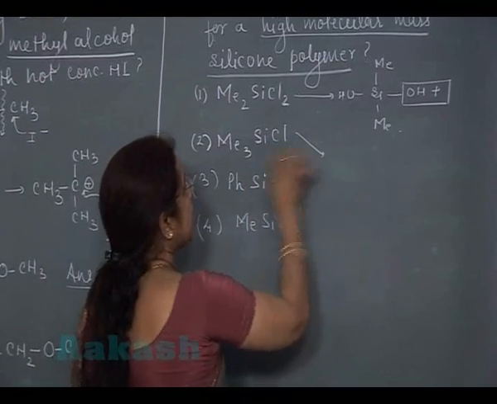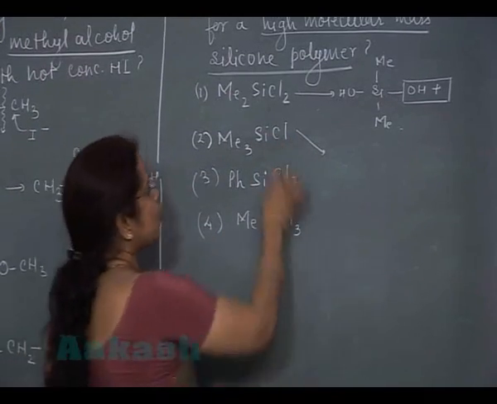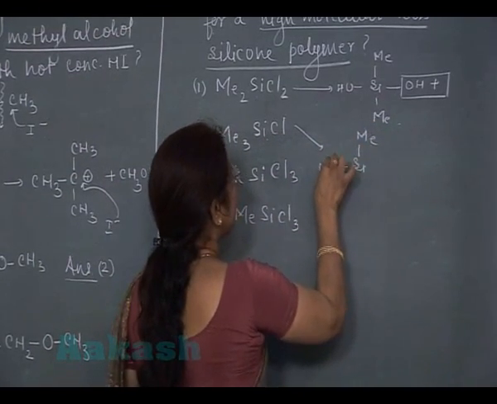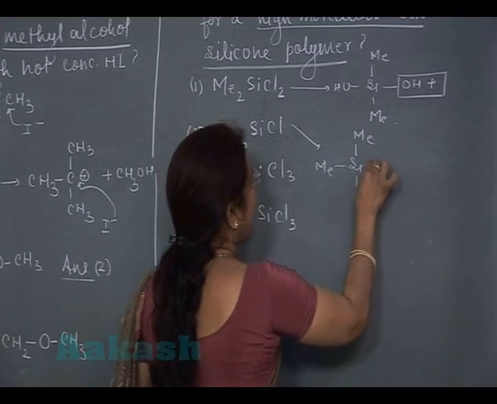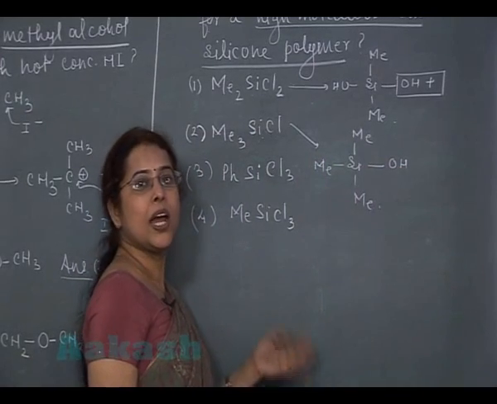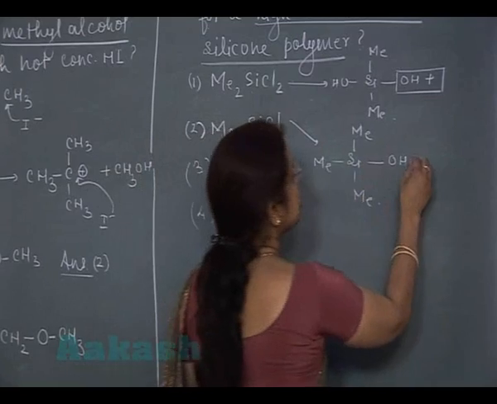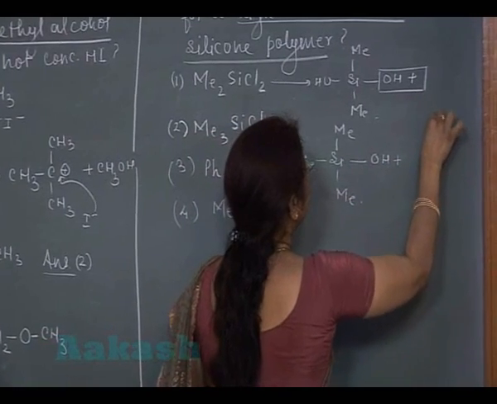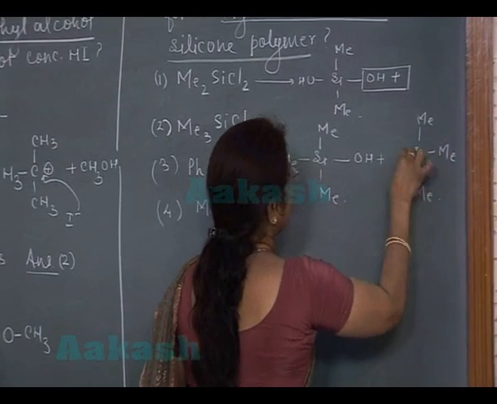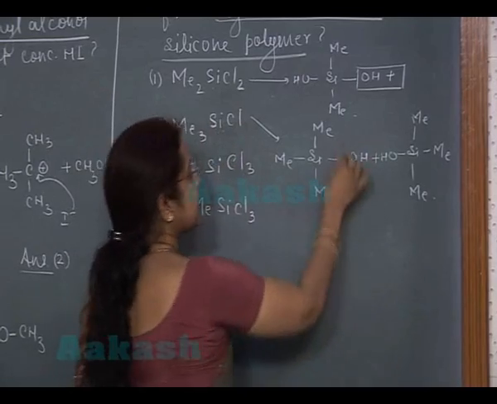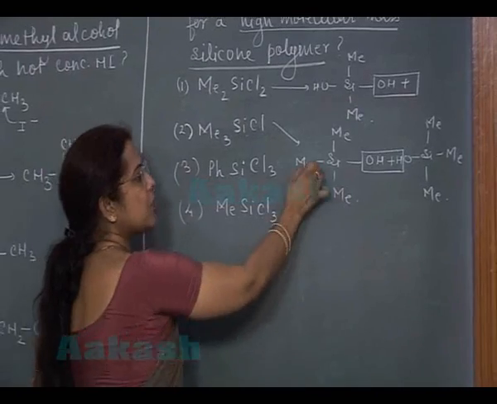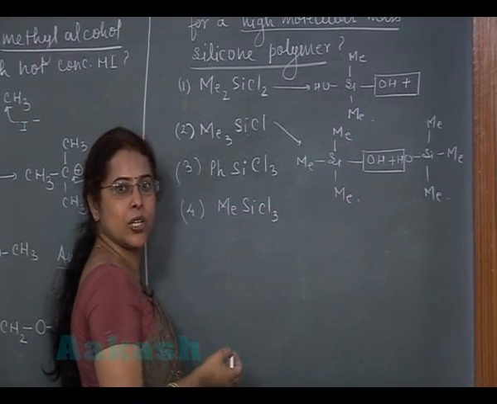In the second option, there is only 1 chlorine. So when this compound is hydrolyzed, only 1 OH group will be produced. And if there is only 1 OH group, there is the possibility of only dimer formation. 2 such molecules or monomers can participate in condensation, which results in the formation of only a dimeric silicone. So here the molecular mass of the compound will be very, very small.